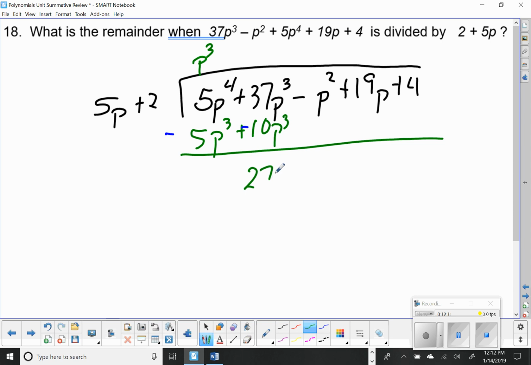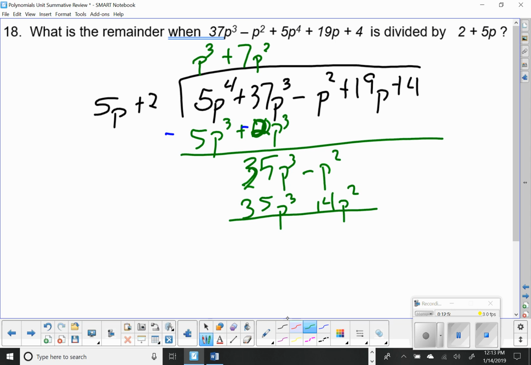Oops. Sorry, this should just be 2. P cubed times 2. It should be 35p cubed. Talking, writing, getting too fast, getting ahead of myself. Bring down the minus p squared. 5 will go into 35 7 times. And then I'll need a p squared to get the p cubed. 35p cubed. 7 times 2 is 14p squared.